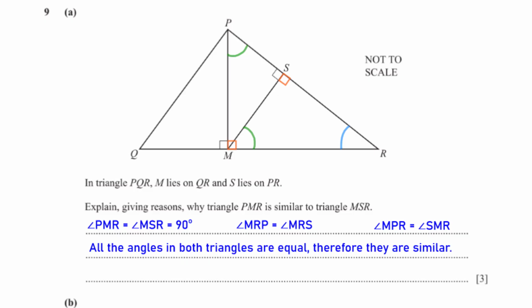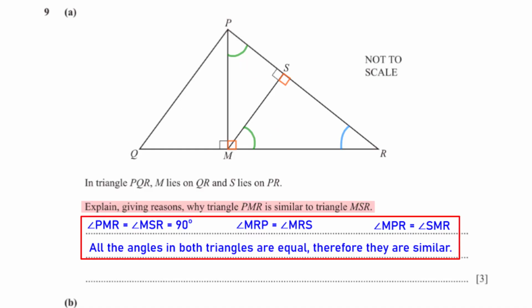In triangle PQR, M lies on QR and S lies on PR. Explain, giving reasons, why triangle PMR is similar to triangle MSR. Angle PMR, which is 90 degrees, is equal to angle MSR. The two triangles share a common angle, so angle MRP is equal to angle MRS. If two angles in both triangles are equal, then automatically angle MPR is equal to angle SMR. Since all the angles in both triangles are equal, the two triangles are similar.